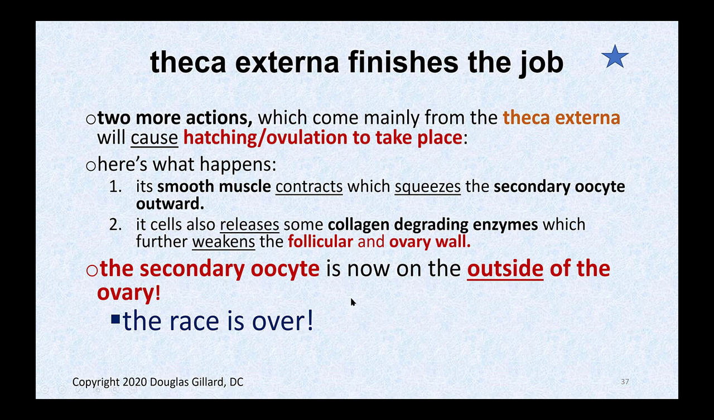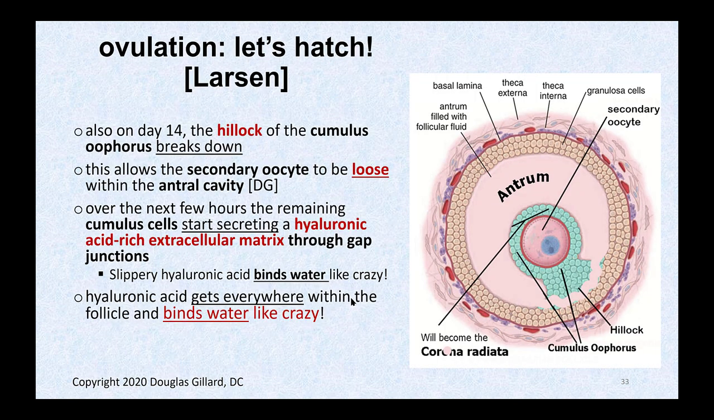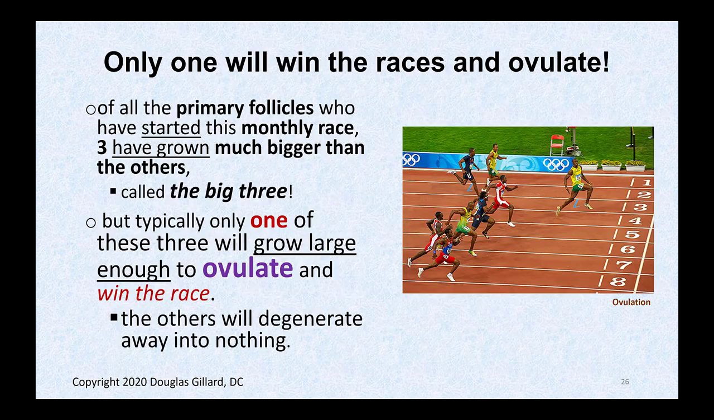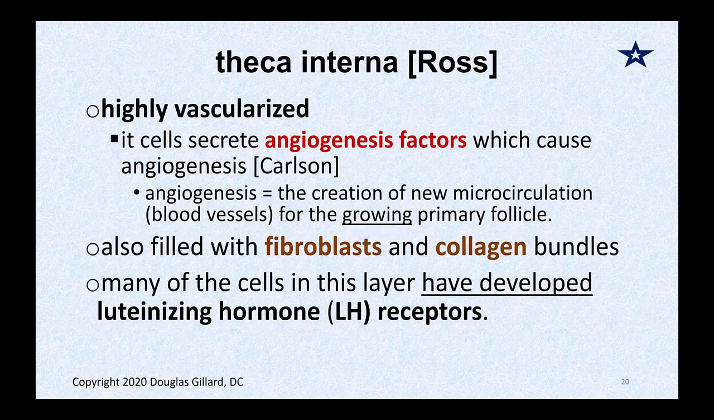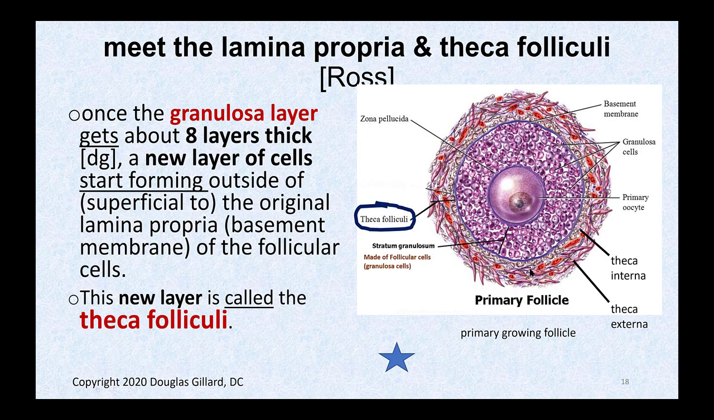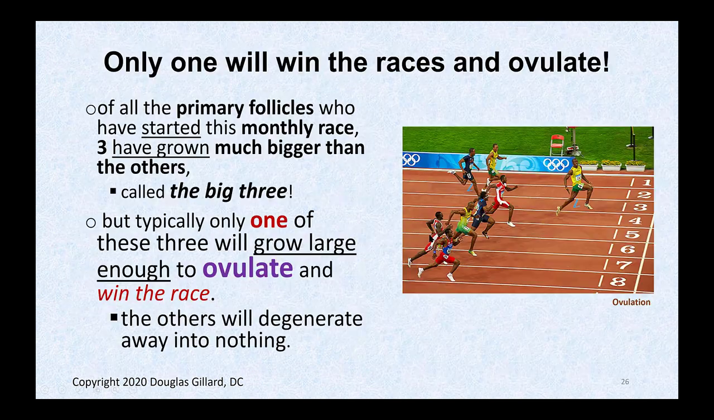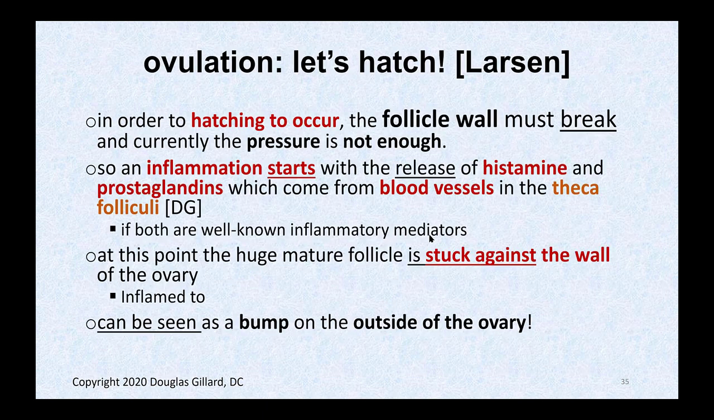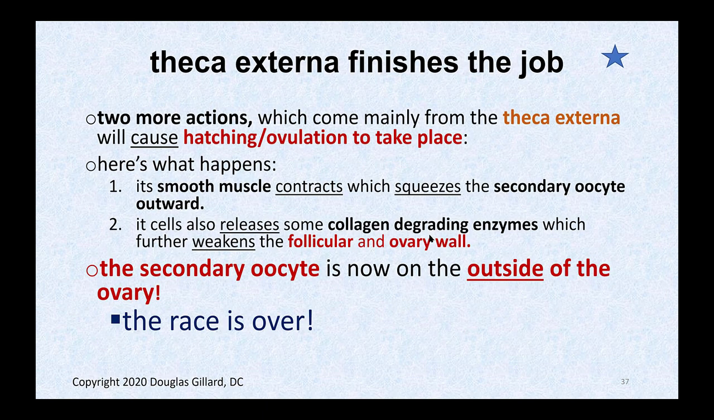And finally, because of the squeezing of that muscle, where's that muscle there? Where's that picture? Let's look at that. Oh man, I'm going way back, aren't I? There it is. This muscle layer right here is the one that's squeezing. So the part that's damaged from the inflammation doesn't do anything, but everything else squeezes and pushes the secondary oocyte that way. Okay, now I've got to be careful not to go too far. Guess I could have put a picture in there.